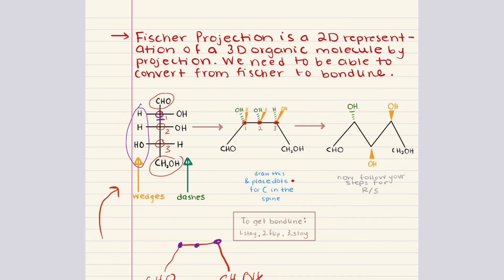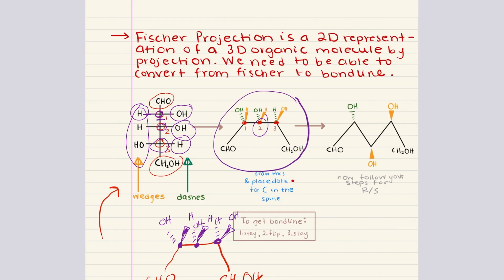So looking at our first carbon right here, we have a hydrogen to the left, so we're going to draw the hydrogen on a wedge. And then we have an alcohol group to the right, so we draw the alcohol group on a dash. And then we do the same thing for carbon 2. It has a hydrogen on the left side, so we draw it on a wedge, and an alcohol group on the right side, we draw it on a dash. And for carbon 3, we have an alcohol group on the left, so the alcohol group goes on the wedge, and a hydrogen on the right, it goes on a dash. And so we get the following structure.